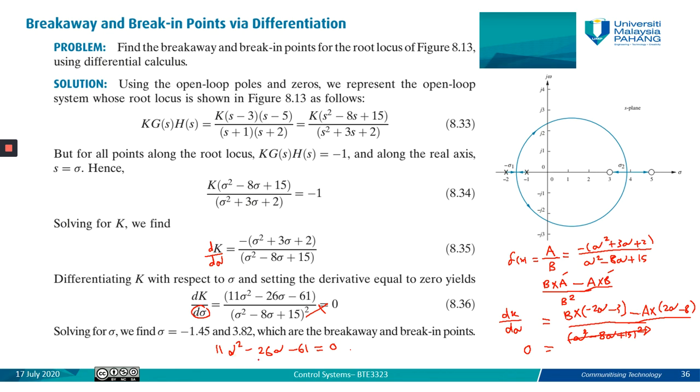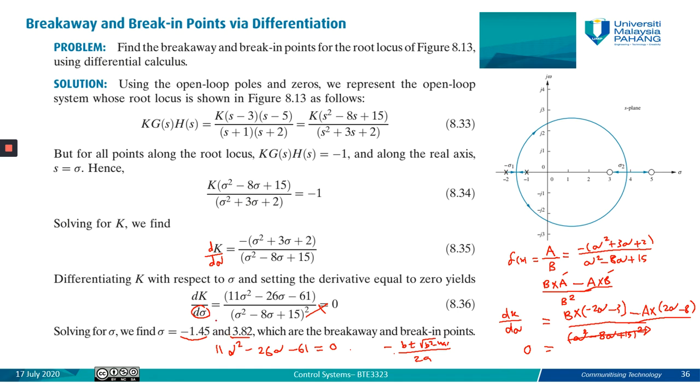Sigma has two values. You can use your calculator or the formula negative b plus or minus the square root of b square minus 4ac, over 2a. You will find the solution for sigma is two values: negative 1.45 and positive 3.82. From these two values, one is the break-in point and one is the breakaway point. How to know? From the graph. It's easy for you now.